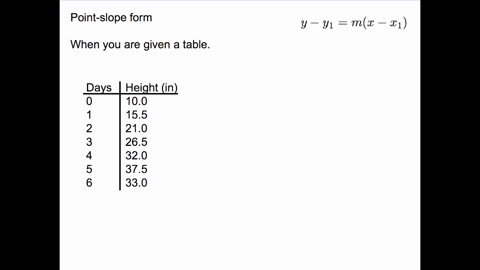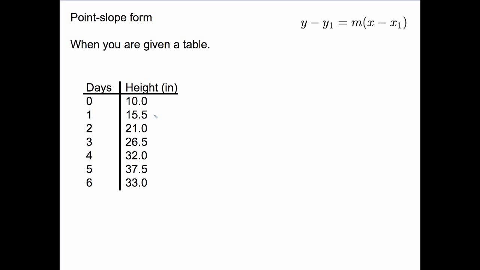And finally, here's an extension of what we just learned, and that is to write a point-slope form equation when you're given a table. Now, really what a table is is just a list of points. We can consider each one of these entries to be a point. Now, here's how we might approach this problem.